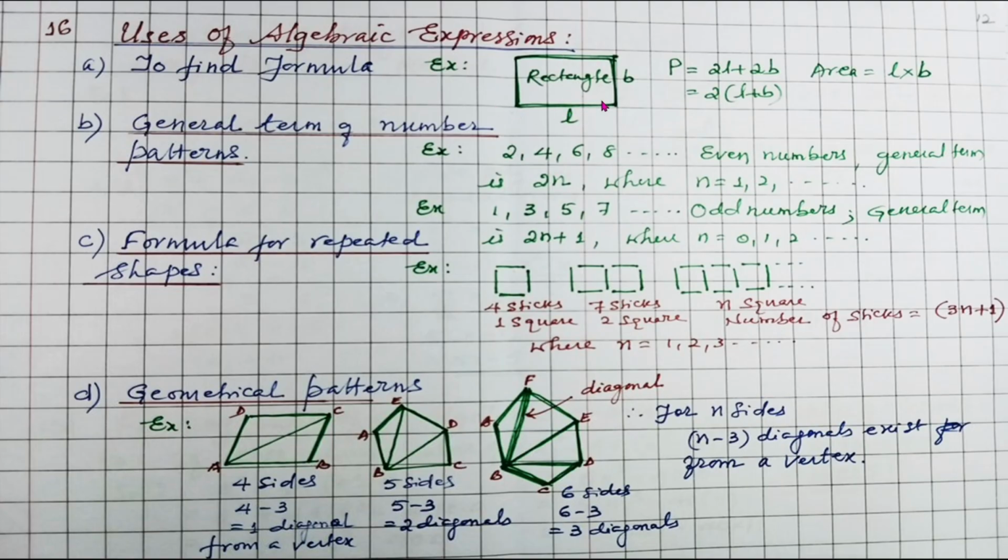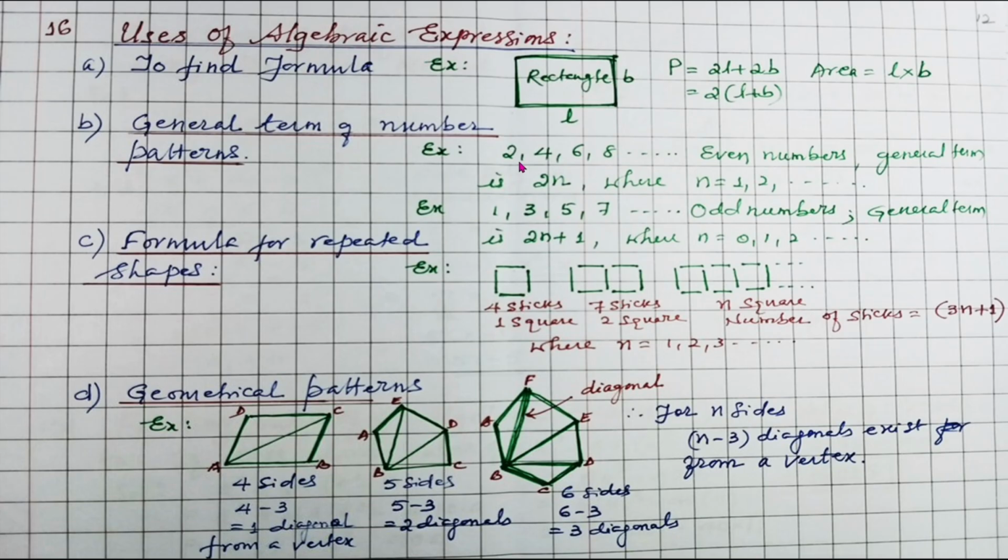If that means the two sides, opposite sides is L plus L, 2L, B plus B is 2B. Therefore the generalization of the perimeter is 2 in the bracket L plus B. So that is the first important application of algebraic expressions in geometry. Of course in mathematics, general term of number patterns.